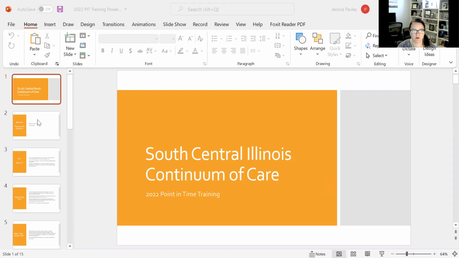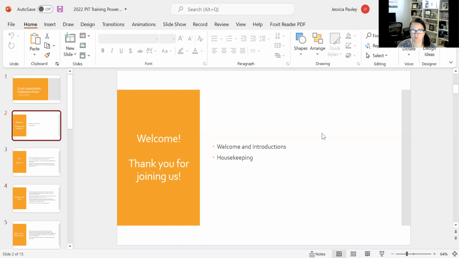My name is Jessica Pauley, and I am the HMIS lead here in the Continuum. I do the computer side with Service Point, and help out in other ways with the data for the Continuum.